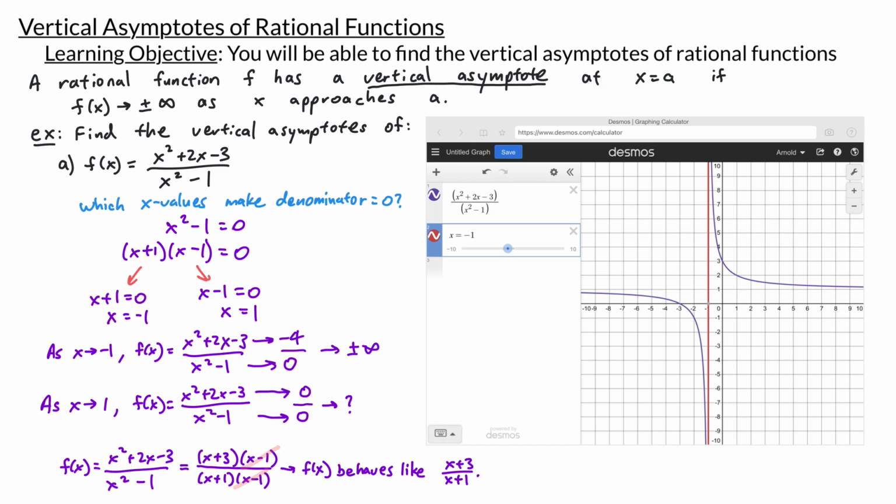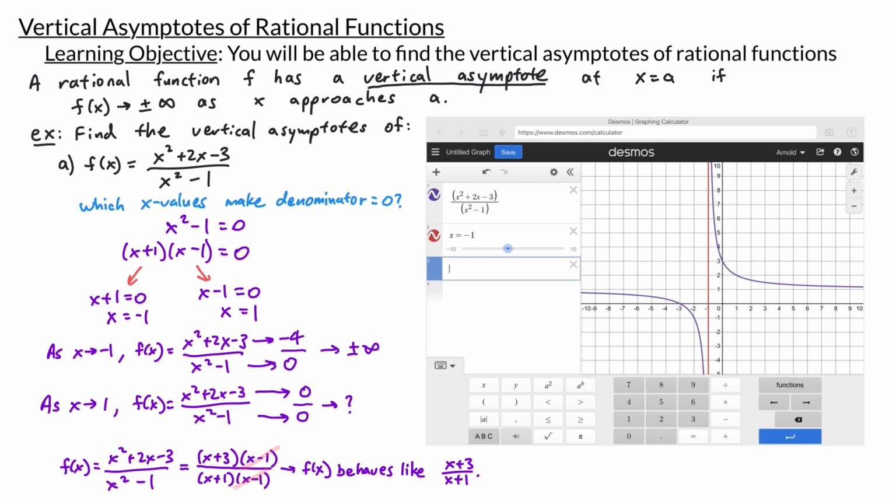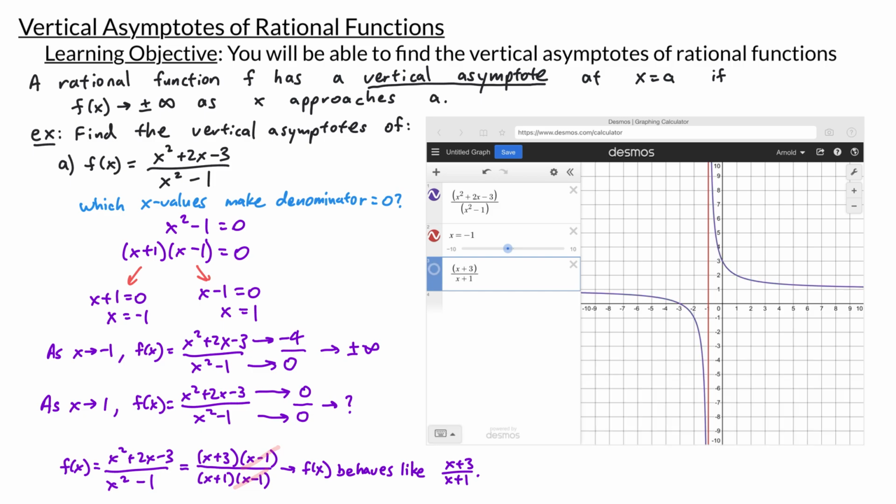And we can confirm this on the graph. If we were to graph the function x plus 3 divided by x plus 1, we see that our green graph overlaps my purple graph, which means they're essentially the same graph. And now we can see why there's no vertical asymptote for f of x as x goes to 1.